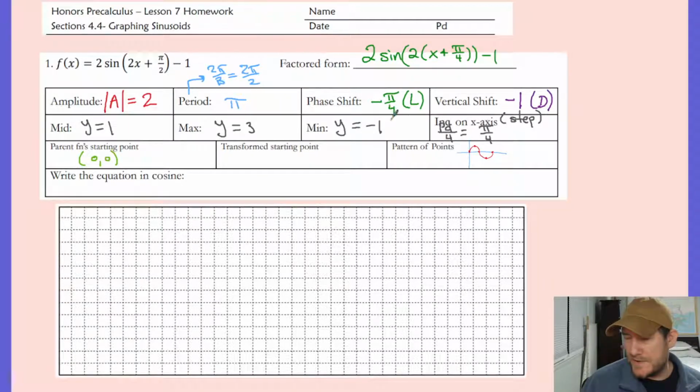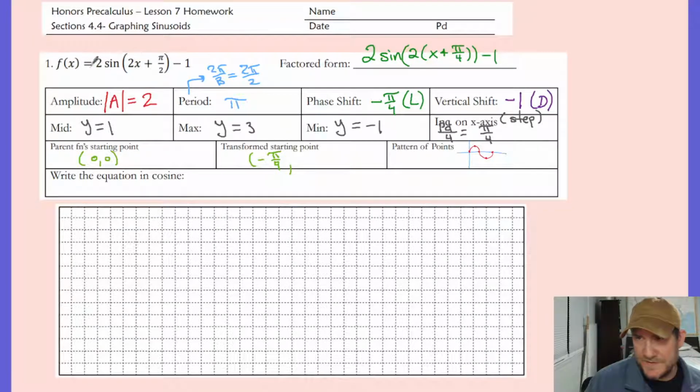We would be just phase shifted. That's all we would worry about. I think that's all we need to sweat. So if we're phase shifted left by pi over 4, then the x-coordinate of our transform starting point will be negative pi over 4.